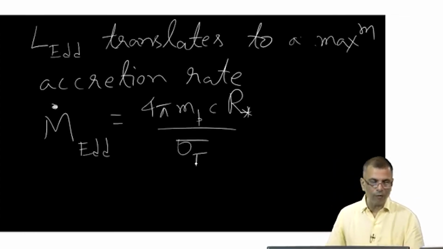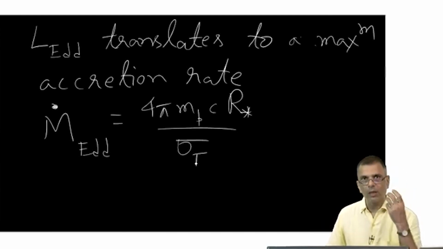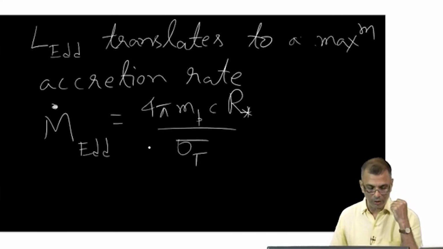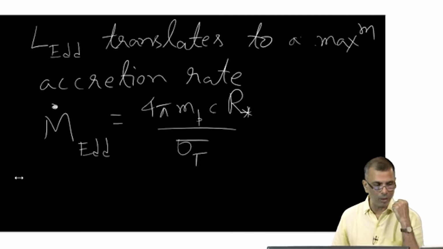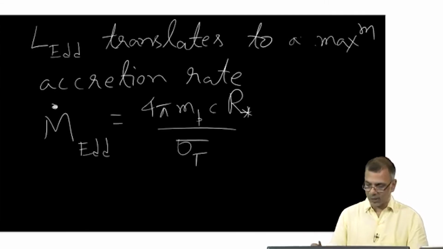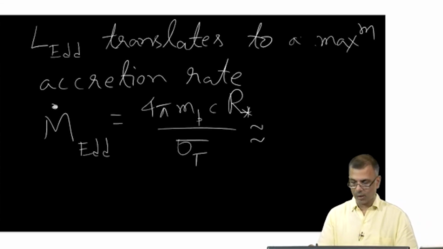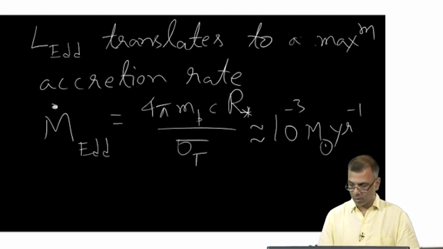This follows directly from the formula for the energy released during the accretion process and this L Eddington. Okay. So, this is a maximum accretion rate, and as it turns out in practical units, this is something like 10 raised to minus 3 solar masses per year times R star over R sun.